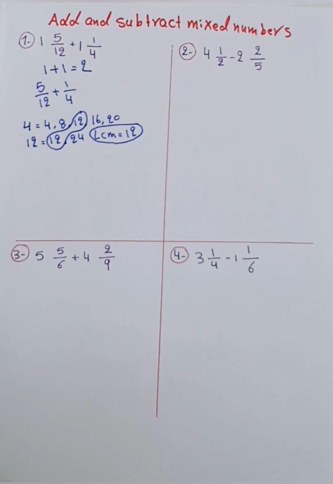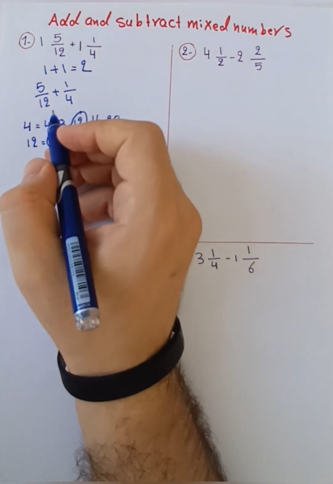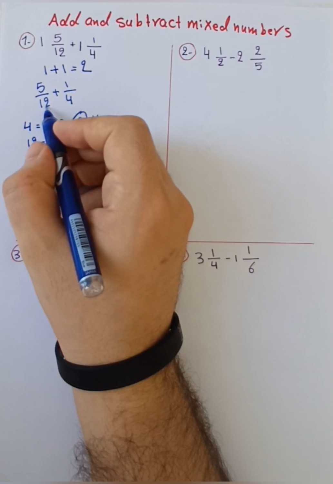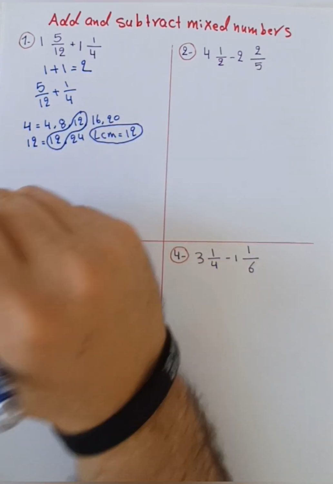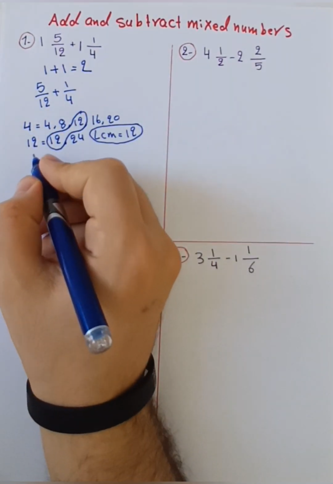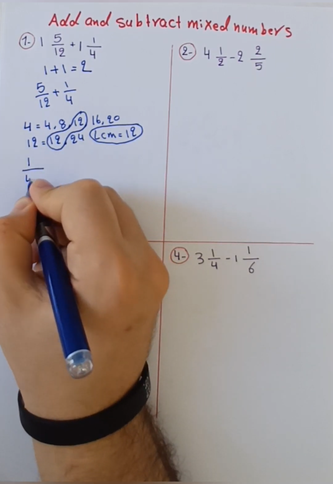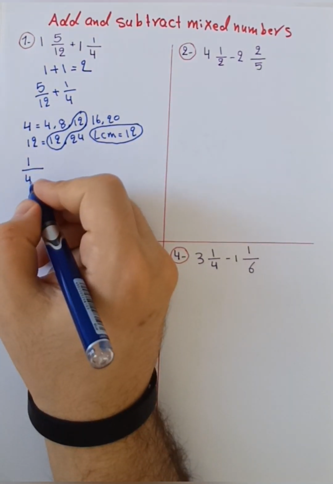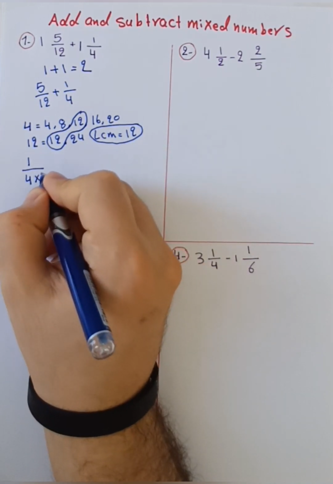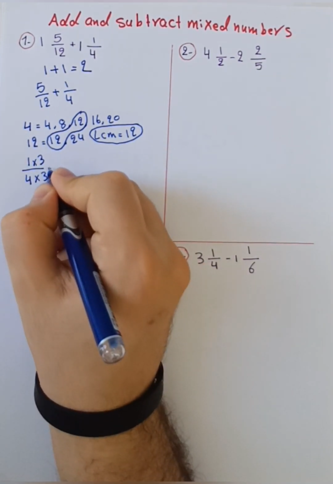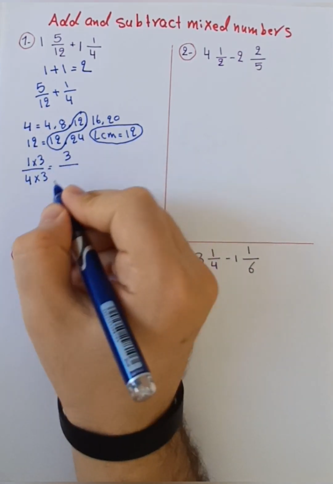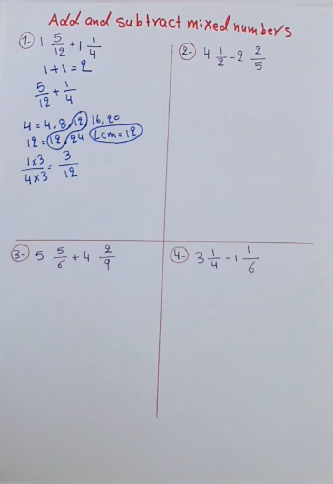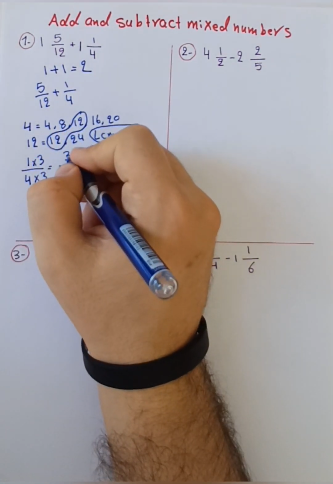After that we have to look at the denominators of the fractions. This one is 12, it doesn't need to change, but the second fraction we have 1 out of 4. We have to change the second fraction by multiplying. We have to think, 4 times what number equal to 12? Times 3. You have to multiply both numerator and denominator by 3. 1 times 3 is 3. 4 times 3 is 12. So the new fraction for 1 out of 4 is 3 out of 12.